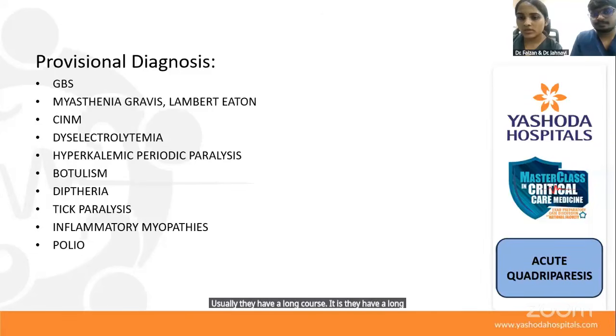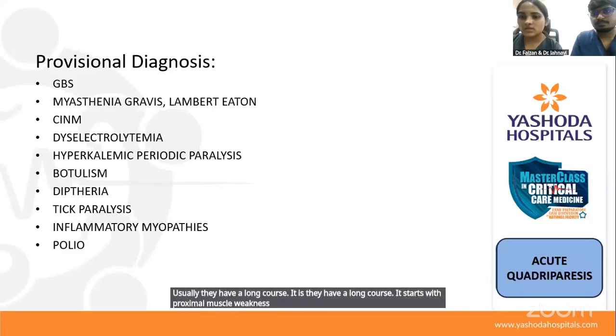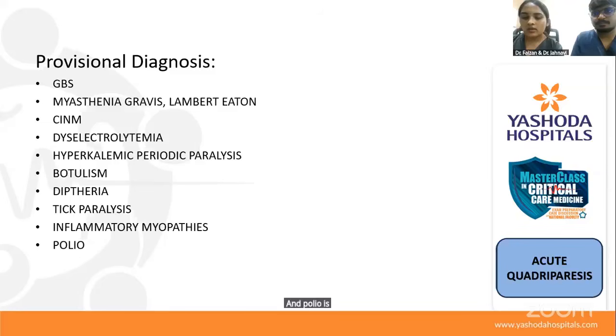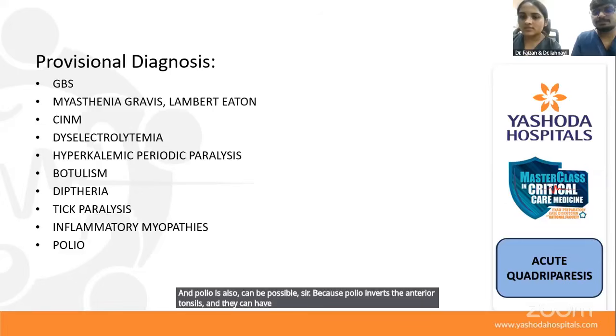It starts with proximal muscle weakness and then involves the distal muscles. And polio is also possible, sir, because polio involves the anterior horn cells, and they can have flaccid paralysis.